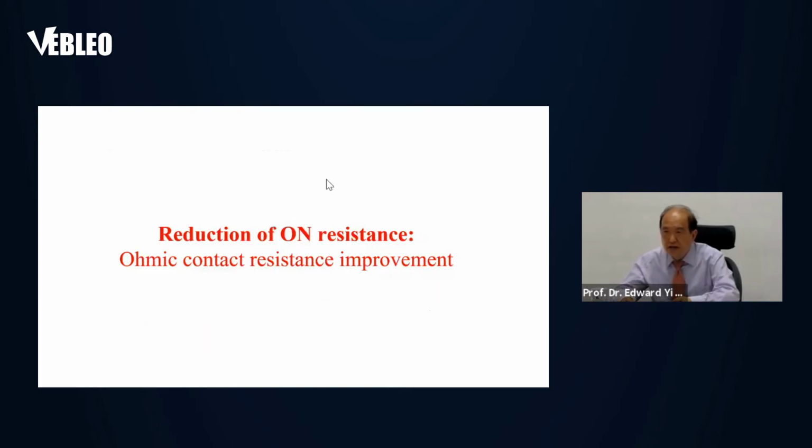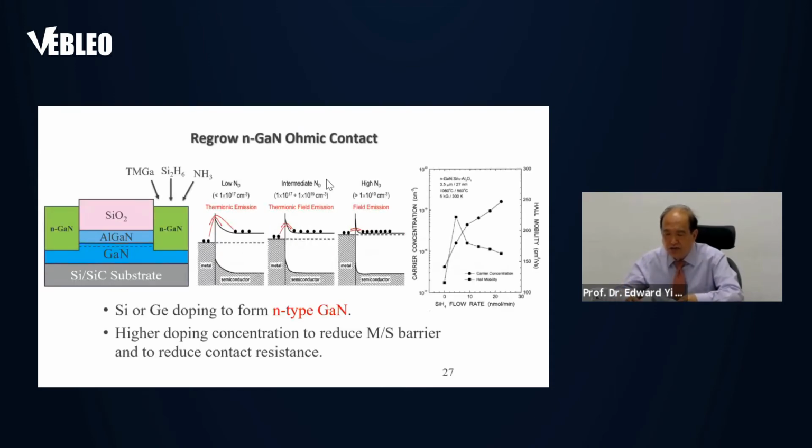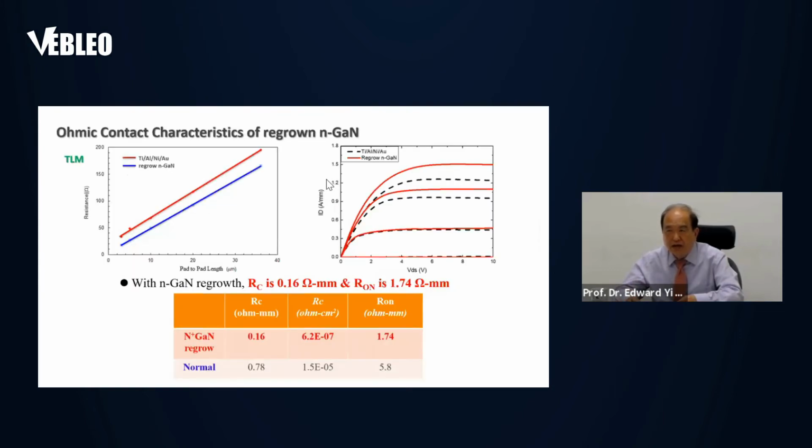Okay, and then we can also reduce the Ron, which is the goal to reduce the power consumption, and you can actually grow N-type gate nitride. With heavily doped gate nitride, you can reduce the barrier, and then you can form a better contact by tunneling. And this is the ohmic contact and ohmic regrowth. You can see that the Ron is greatly reduced from 5.8 ohm per millimeter to 1.74 ohm per millimeter.